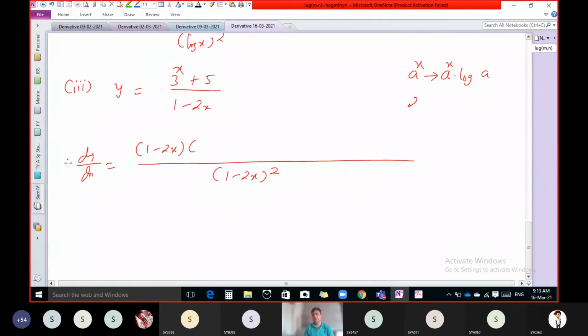So the derivative of 2 raised to x. Tell me the derivative of 2 raised to x. 2 raised to x log 2. Tell me the derivative of e raised to x.